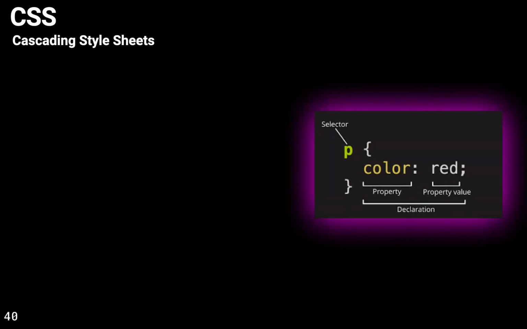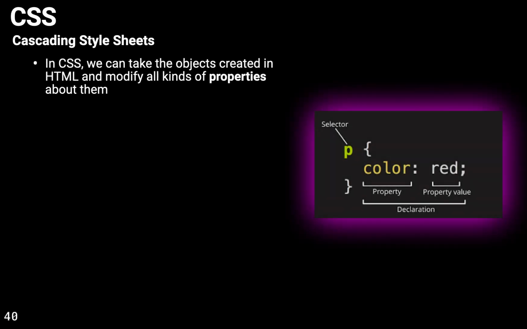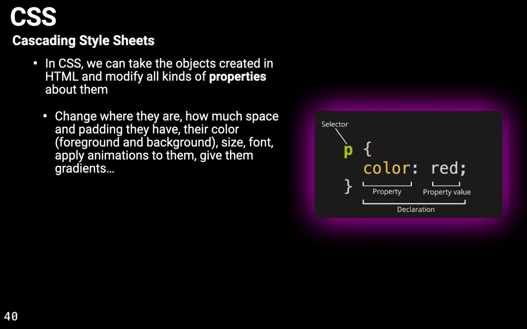CSS, cascading style sheets. So in CSS, we take the objects created in HTML and we modify all kinds of properties about them. So cool, we are drilling into the objects. Nice, we are saying, I'm going to change things about you. Changes where they are, how much space and padding they have, their colors, foreground and background, sizes, fonts, animations, give them gradients. Cool stuff, right? We are digging into the guts of all the things to make them look pretty and interesting and functional, right?